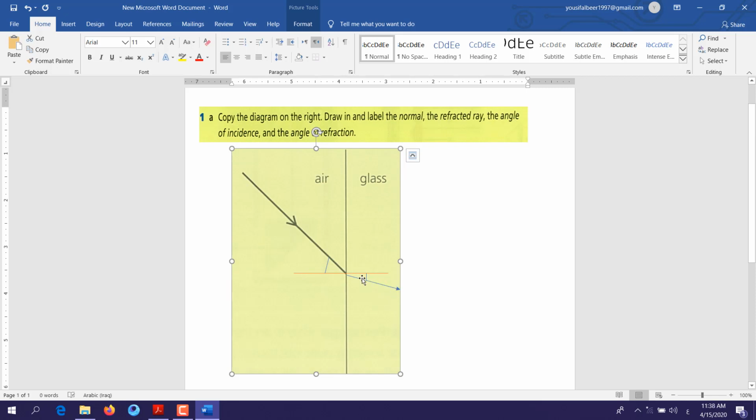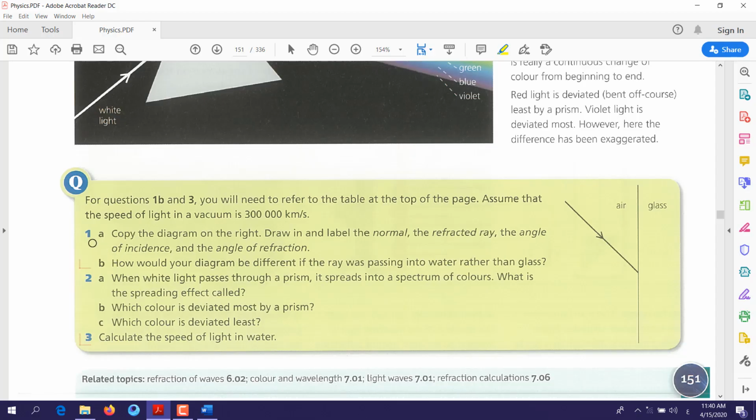Refracted ray, because we said the light is traveling from air to glass, so it will bend toward the normal. We will not do it in this way here down. No, we will do it toward the normal. Then this is the angle of incidence, and the opposite of it is the angle of refraction.